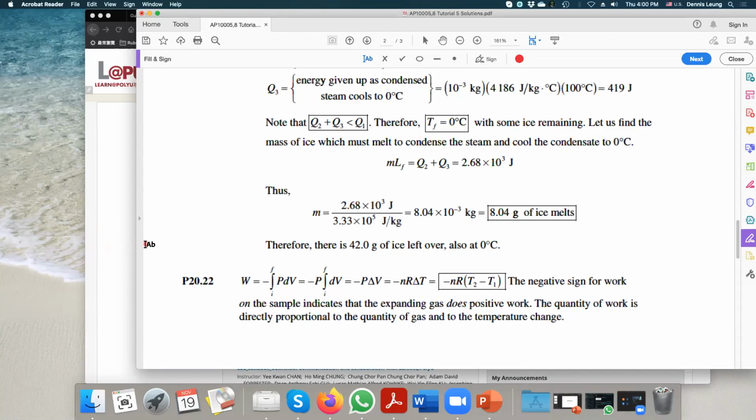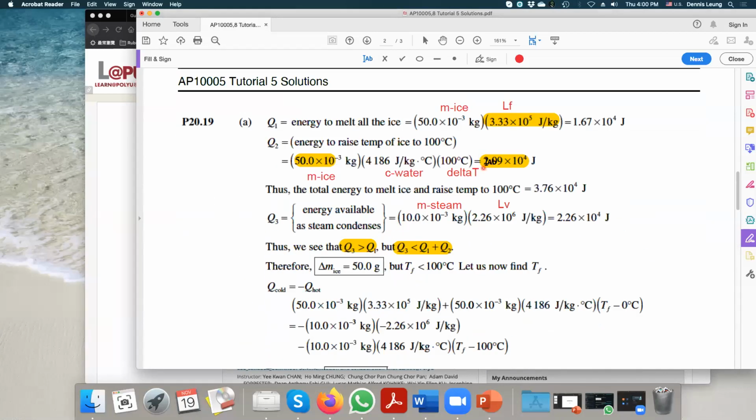Some of your classmates are asking, in A, why could it not be the case that some part of the ice is converted into steam, while some part of the ice remains as water? We are talking about, in part A, firstly ice together with steam, and the ice is at 0 degrees C. You are talking about the same temperature. You need to be at the same temperature.